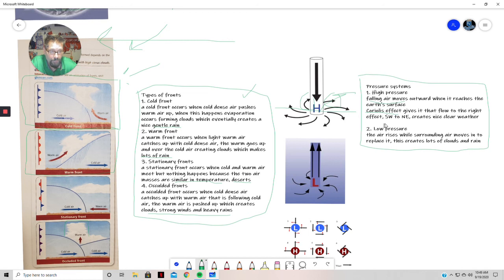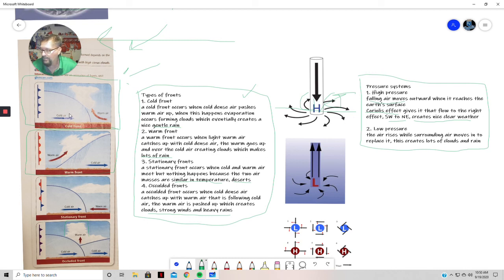And so high pressures create nice, clear weather. So if you have a high pressure system and you have a cold front, what little bit of rain, what little bit of clouds you might have had, it's going to reduce that. It's going to lower that amount. It just makes for a nice day. That's a nice spring day right there. High pressure, cold front, you just get a nice, pretty spring day.